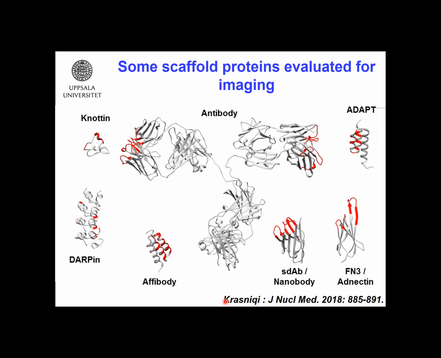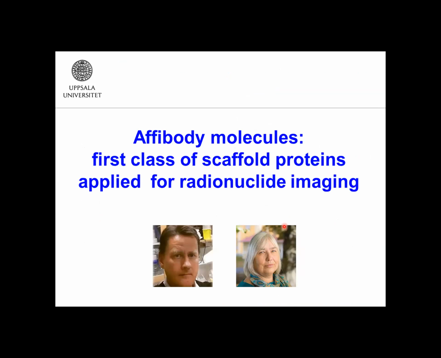Several scaffold proteins have been evaluated as an imaging probe. And here is a cartoon showing a relative size to antibody. We would talk today about Affibodies, DARPins, and adapts, and you could see that they are really smaller than an antibody, which offers advantages in human targeting.